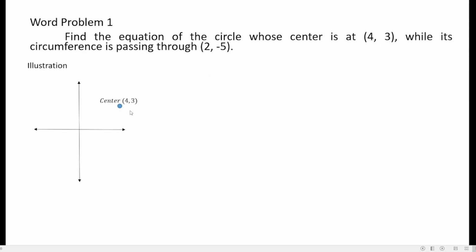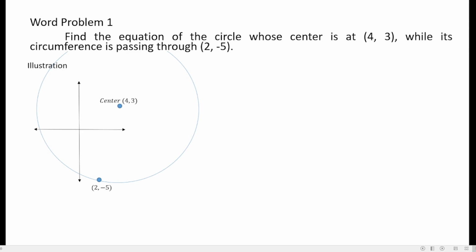But I am not really trying to be accurate about where exactly 4 or 3 is, as long as it's somewhere in there, and I assume that this is (4, 3). Because again, this is just an illustration. Now let's talk about (2, -5). So (2, -5) is in quadrant 4. So maybe somewhere here is 2 and then -5 is here. Okay?